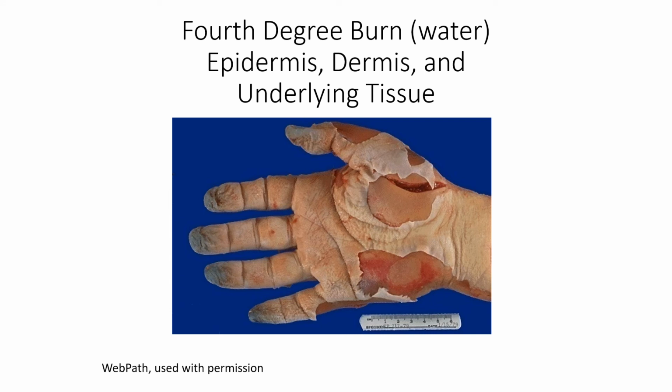And this awful fourth-degree burn is one that travels all the way through the epidermis, dermis, hypodermis, and into the underlying muscle tissue. So this is an extremely severe burn and may not be able to be resolved with any kind of grafting. So very, very severe burn that we see with the fourth-degree level burn.